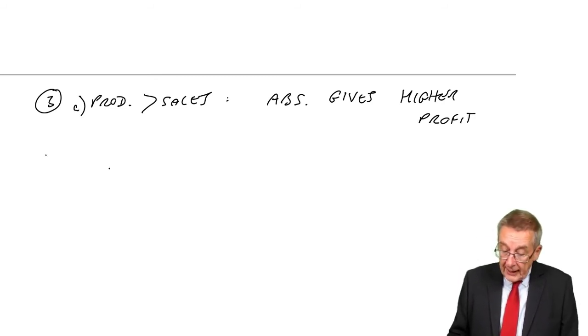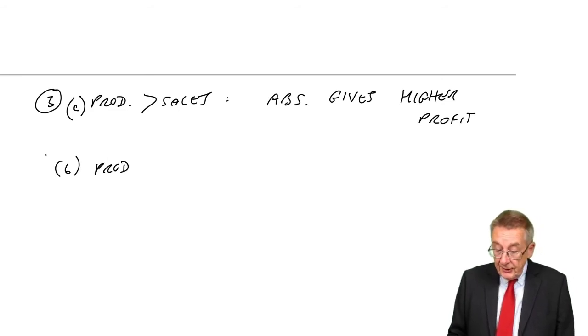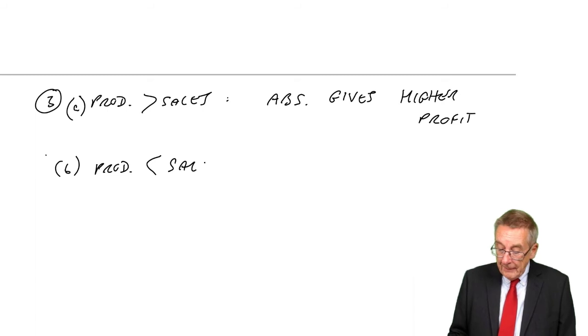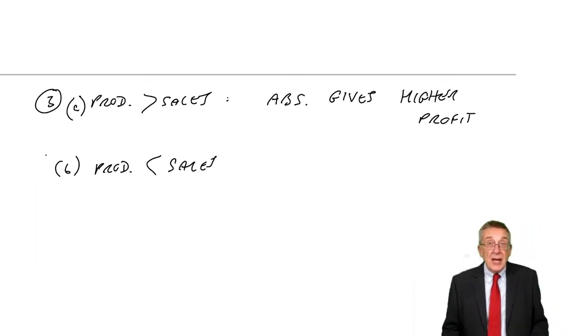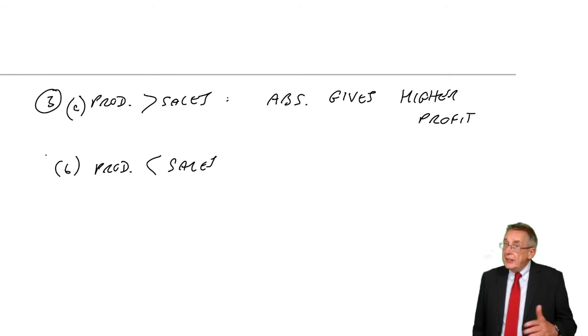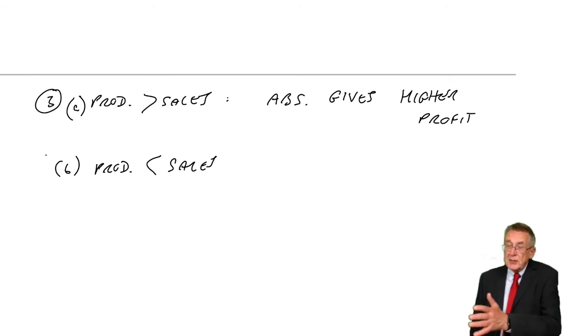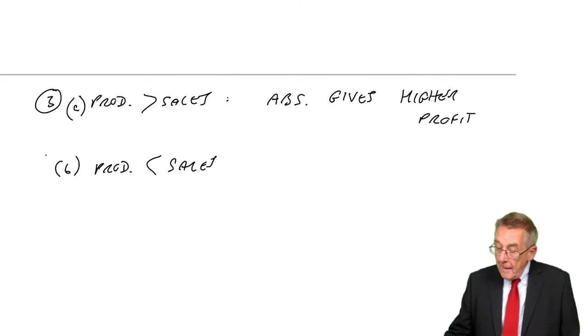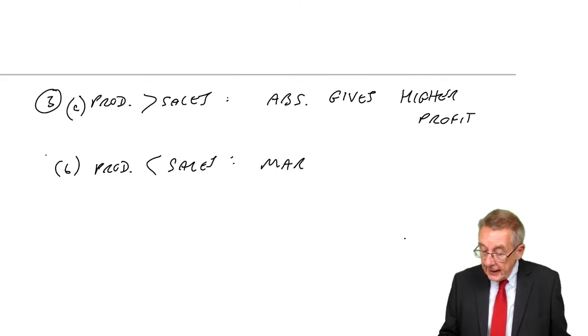B. Well, I bet you can guess the answer to B. If the production is less than the sales, so you're selling more than you produce, inventory will be falling. Well, if inventory is falling, it's like what happened in February here. Marginal gives the higher profit.